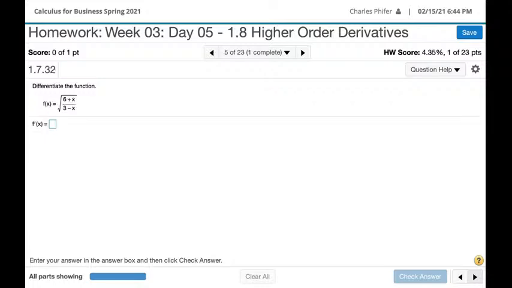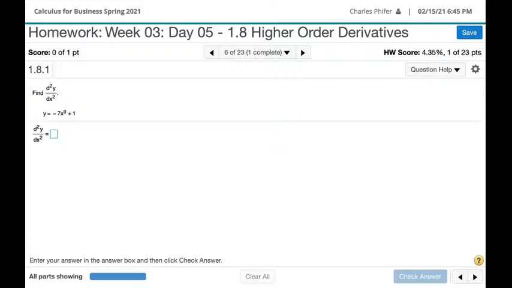Okay. So this is the second derivative of y with respect to x, right? So instead of dy by dx, this is the second derivative of y with respect to x. Okay. So basically it means take the derivative twice. You take the derivative, you get an answer, take the derivative again. So this is the second derivative, right?